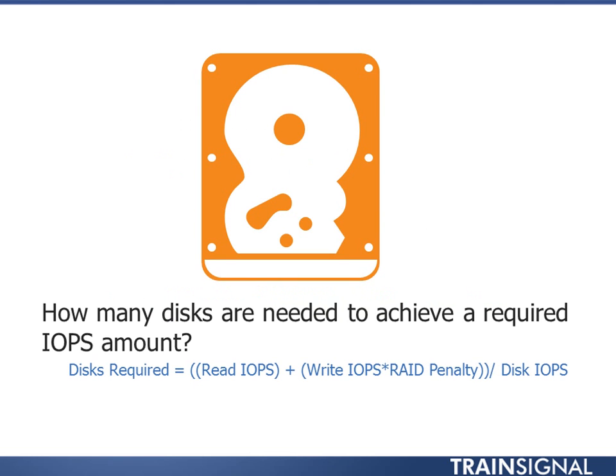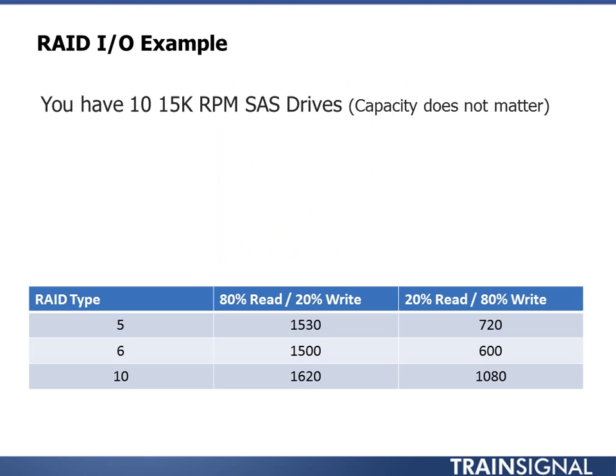How many disks are needed to achieve a required IOPS amount? I run into people all the time and say, well, how busy is that database? It's about 4,000 IOPS. All right, well, let's see how many disks we need. So disks required equals, you can see it here, read IOPS plus write IOPS times penalty, divided by disk IOPS. Simple formula, but something to use.